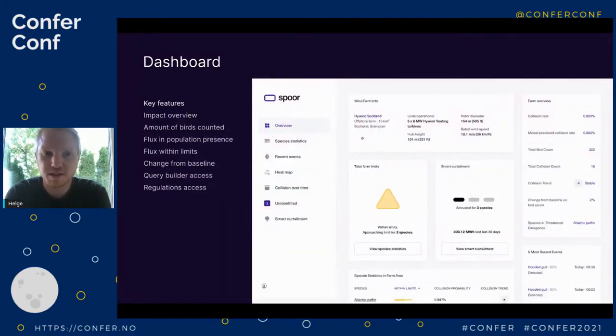Eventually, what we want to build is a product that gives operators of these wind farms a sort of 360 insight into the actual environmental impact of the wind farm, with all the data they need for reporting, and also to help them take any remedial action that they might want to take.